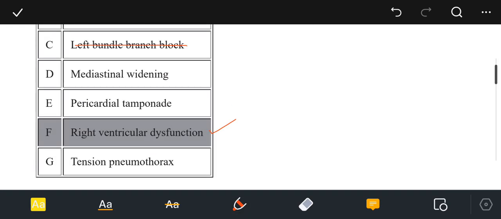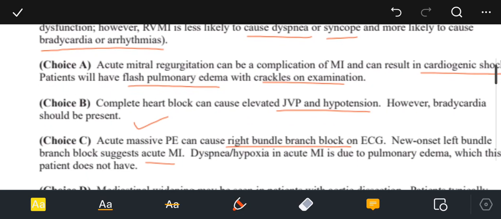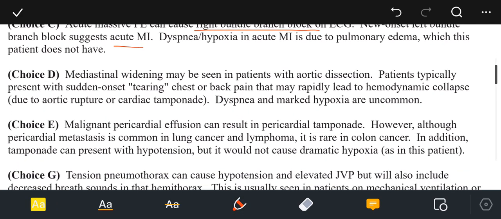Option D, mediastinal widening, is not the option of choice because mediastinal widening may be seen in patients with aortic dissection. Patients typically present with a sudden onset tearing chest or back pain that may rapidly lead to hemodynamic collapse due to aortic rupture or cardiac tamponade. Dyspnea and marked hypoxia are uncommon.